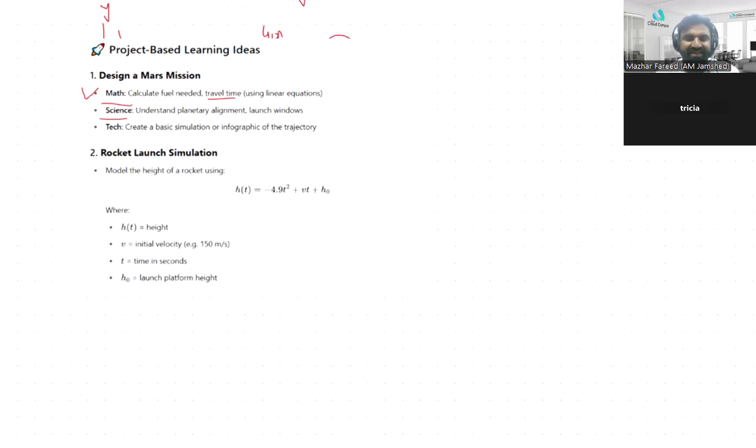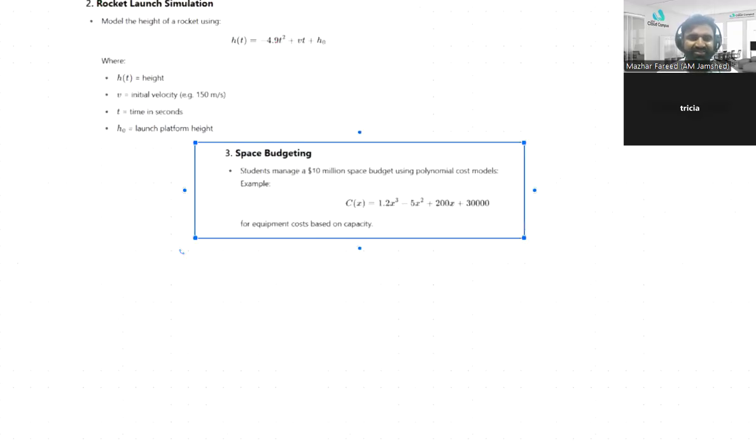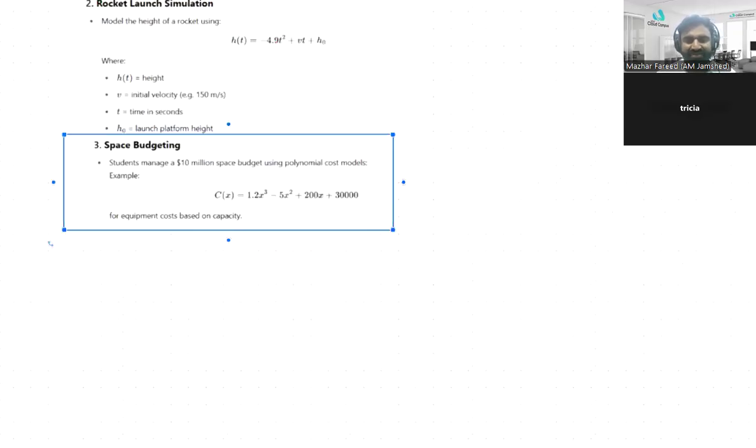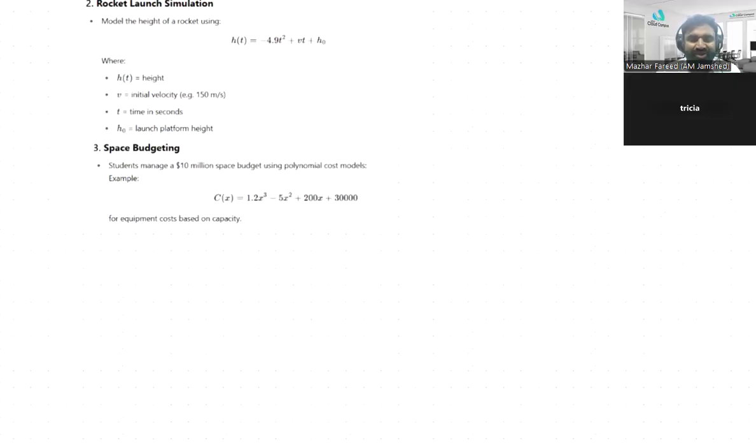And second is to measure the budget. Which budget is required to go on the mission? So we can say this is space budgeting. How much amount is required to visit Mars or make a rocket simulation?